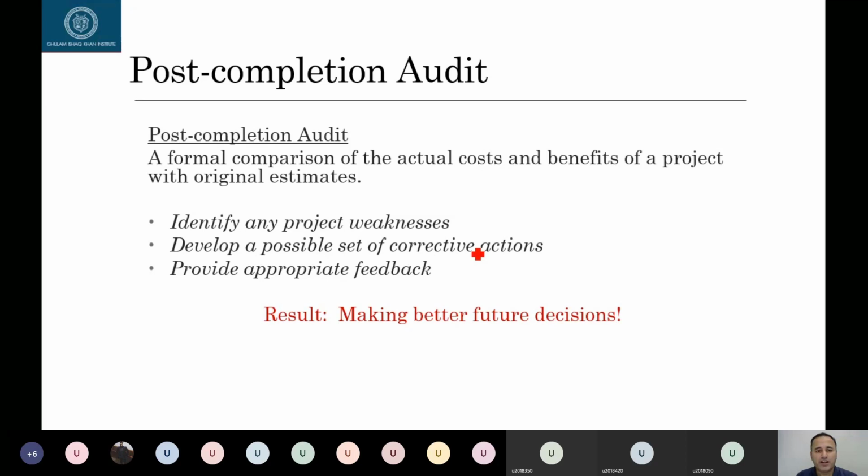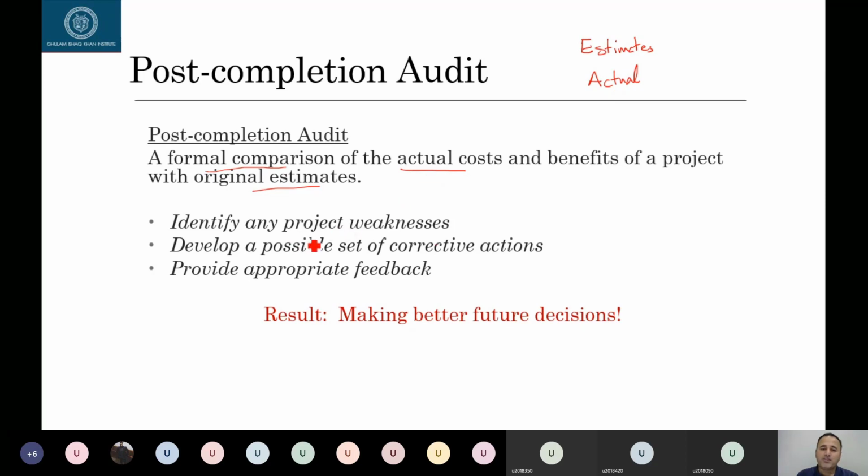Okay, post-completion audit. Whenever a project is completed, they do a post-completion audit. It's a formal comparison of actual cost and benefits of a project with original estimates. So if you are undertaking a project, of course, the numbers on paper are estimates. Suppose this is a 10 years project, and at the end of the 10 years, I will have this much net present value. But of course, once the project is completed, you are in a better position to compare your estimates against the actual cost and benefits.